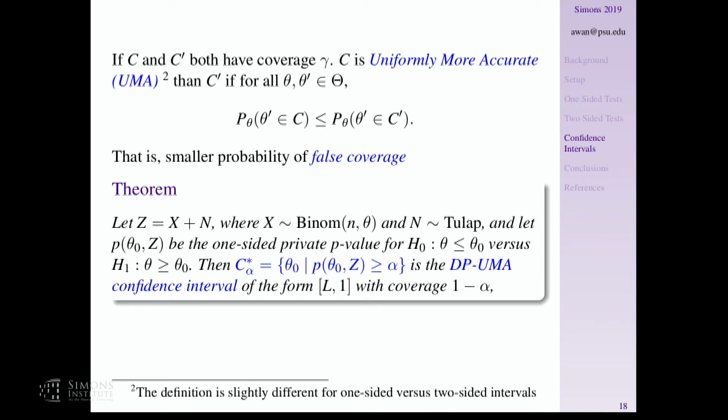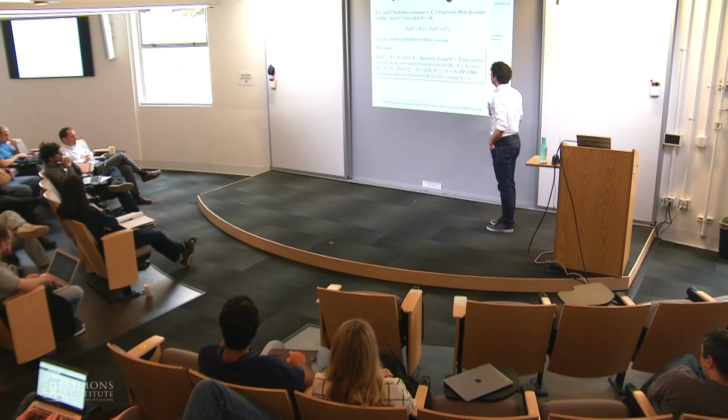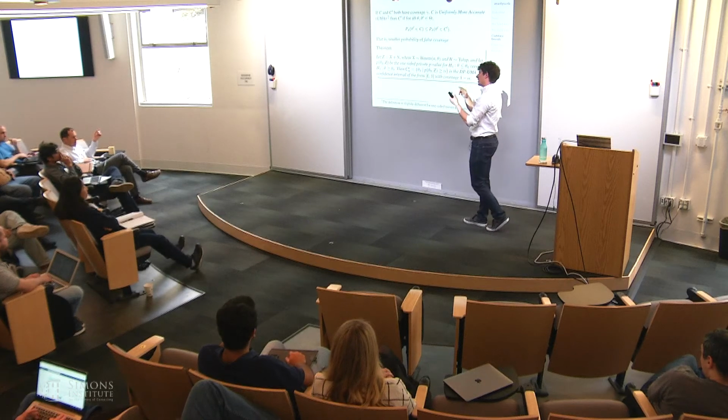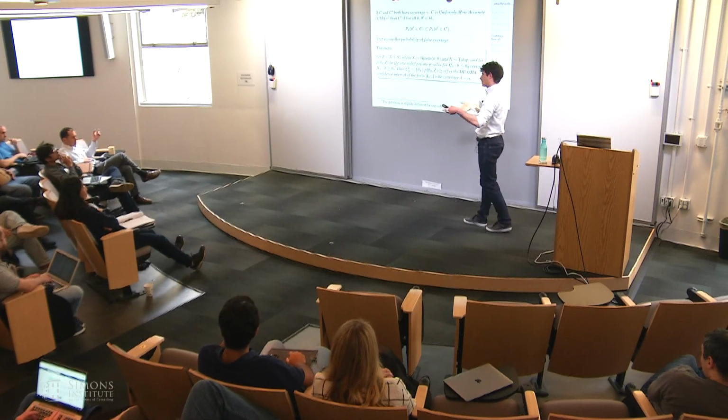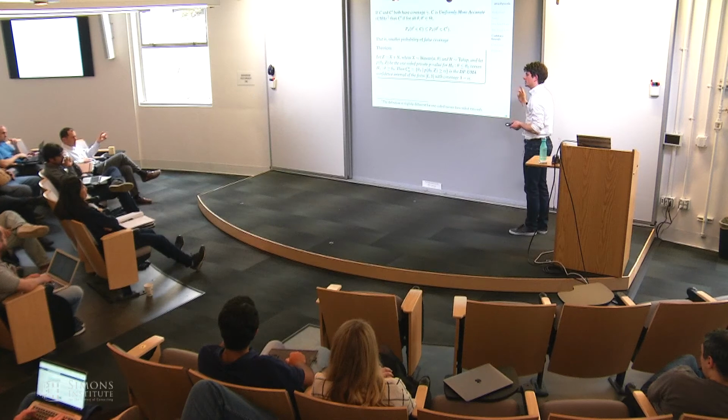Yeah? What's the definition of, what's the distribution again, the Tulap? It's a geometric distribution, plus a uniform from -1/2 to 1/2. And then you might chop off the tails, depending on delta. Yeah.